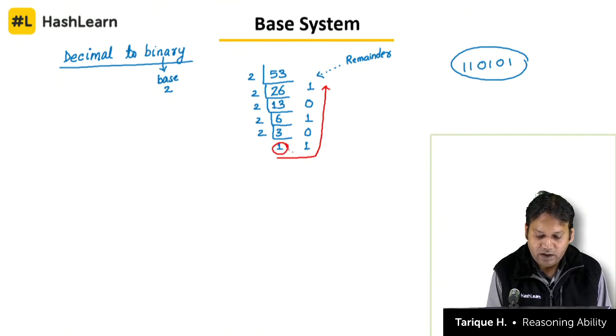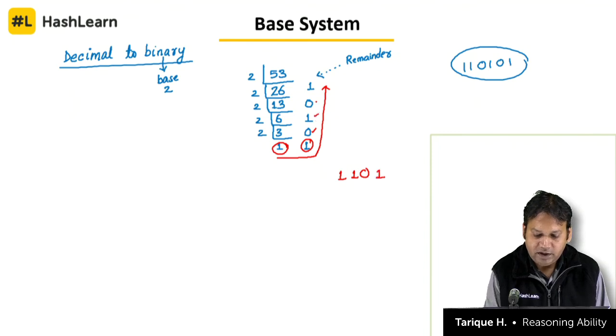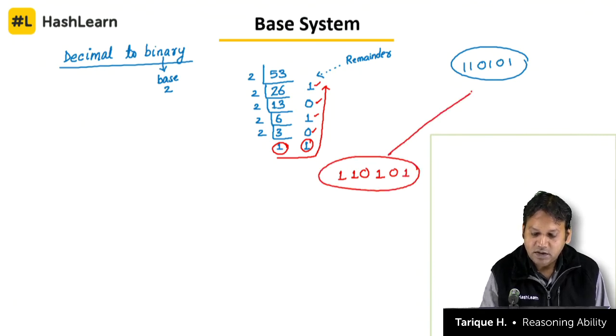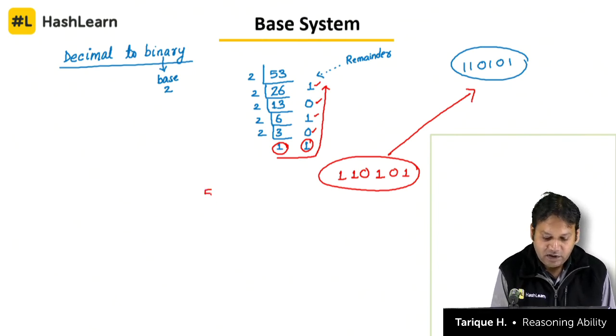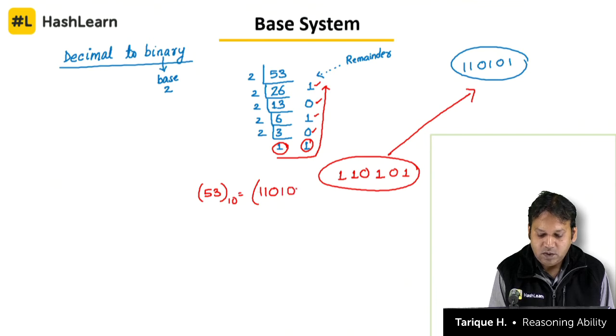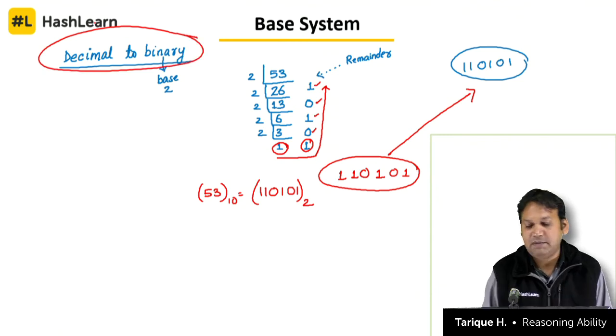Now what you do is you take the remainders from here to here and write them down. So first we write down 1, next we write this 1, then we write this 0, then we write this 1, then we write this 0, and then finally we write 1. And now you can see this number 110101 is the same number that we had seen earlier. So we say that 53 in decimal is equal to 110101 in binary, and now you have understood how to convert from decimal to binary.